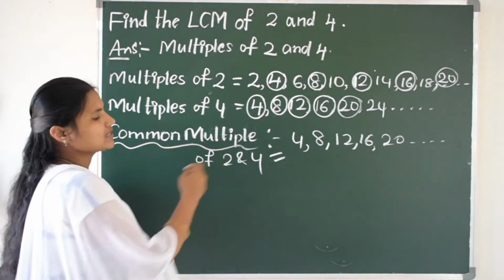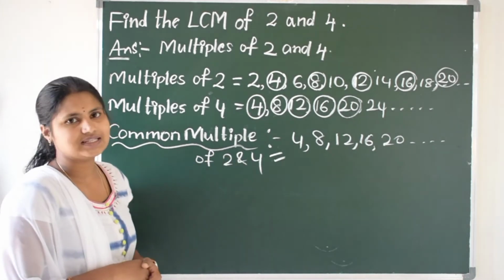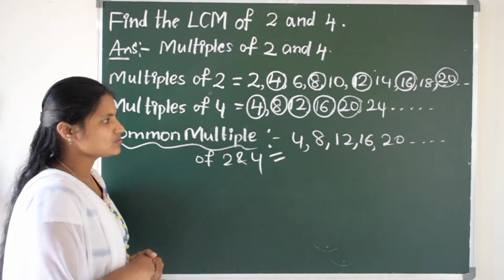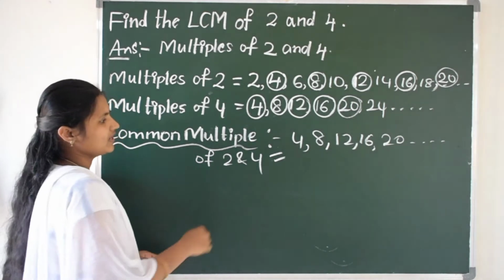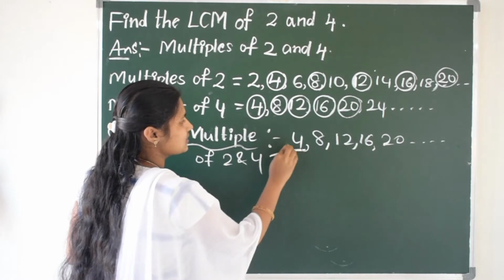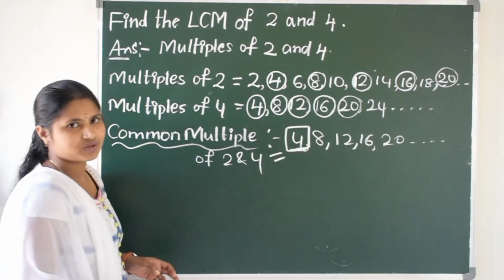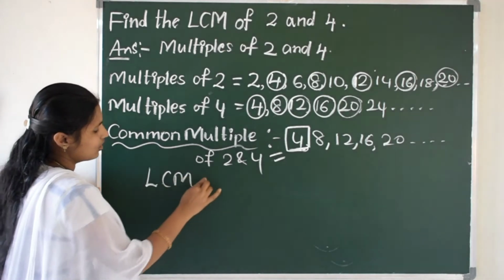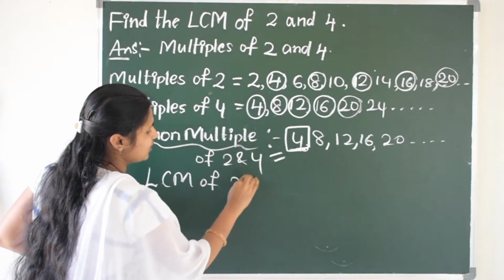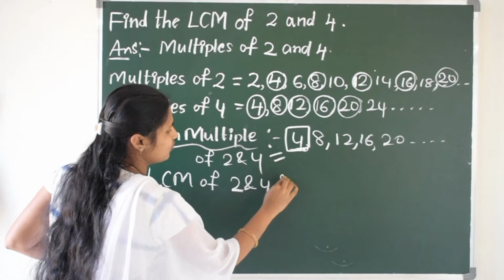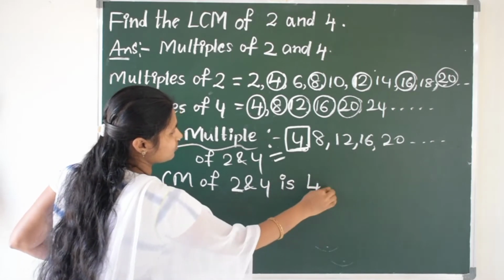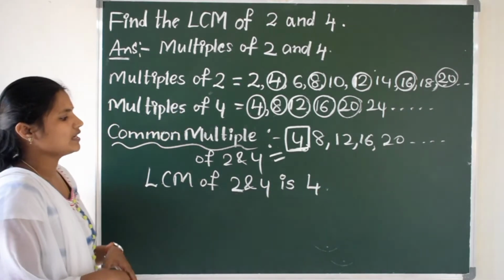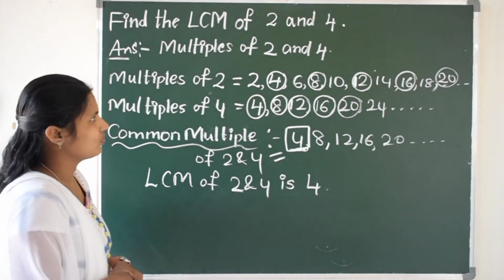Okay. In these common multiples, what is the least common multiple? What is the smallest number here? Yes, 4 is the least common multiple. So we can say the LCM of 2 and 4 is 4.